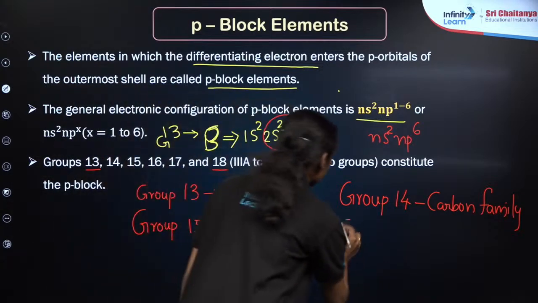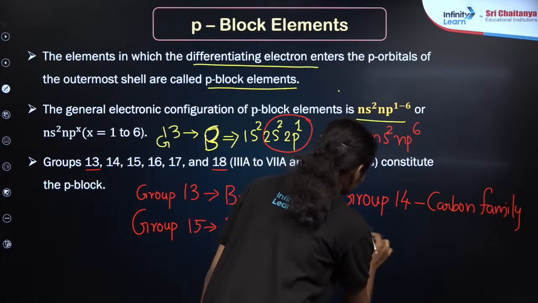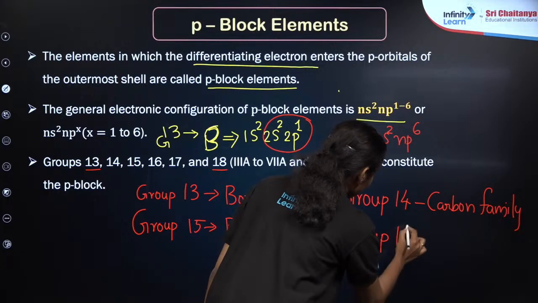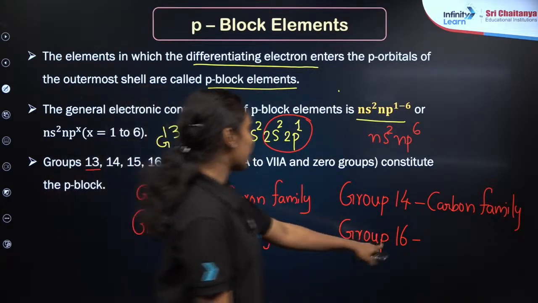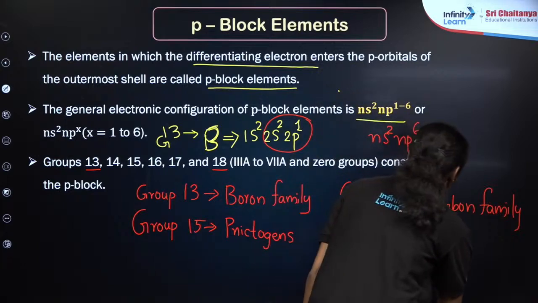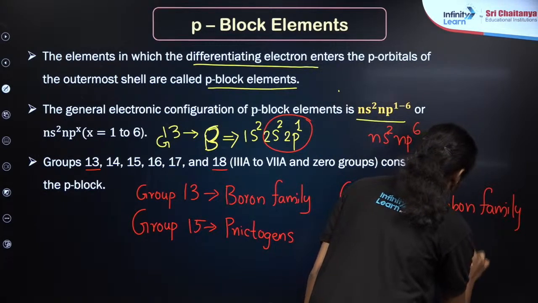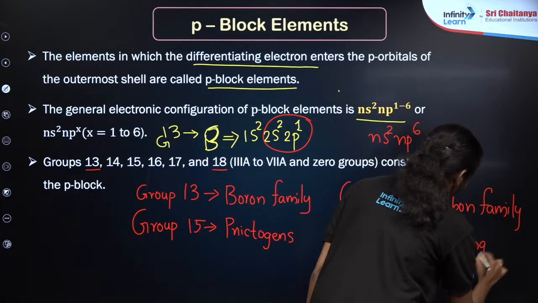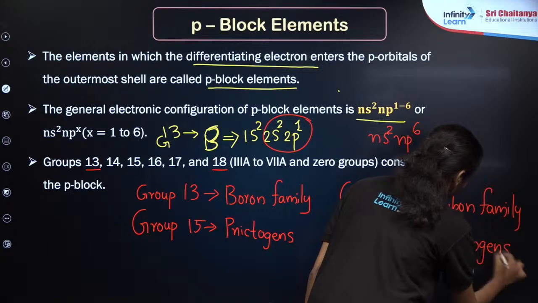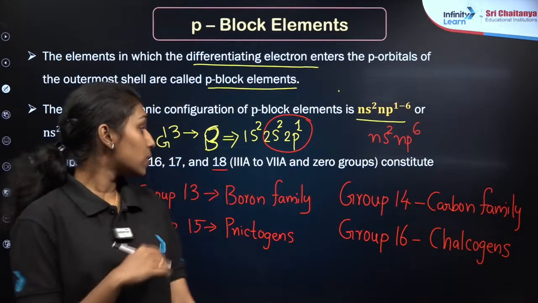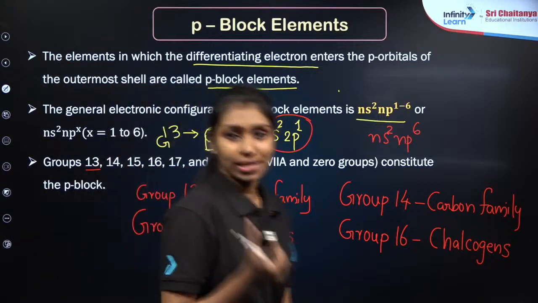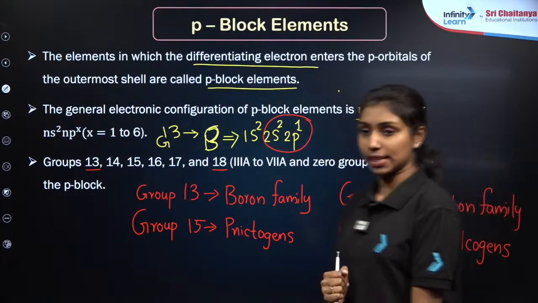Then, what about group 16? Our oxygen group family, right? It is also known as the oxygen family as well as chalcogens. Chalcogens in Greek means ore forming. Almost all the ores are found in the form of oxides. Therefore, this name is given to the group 16 elements.